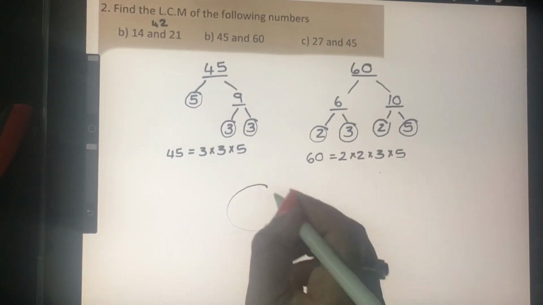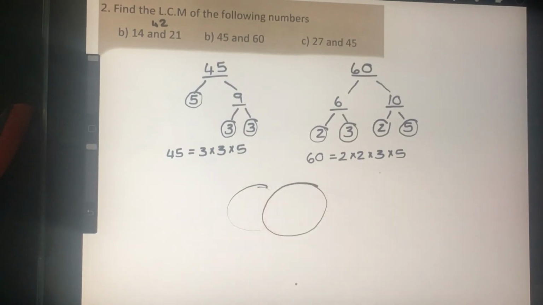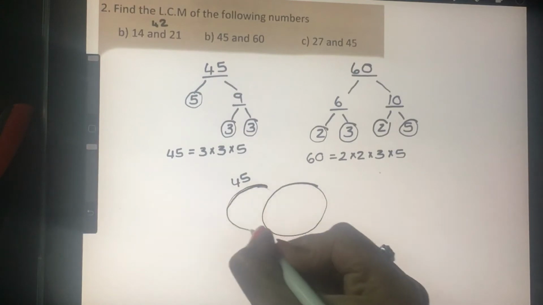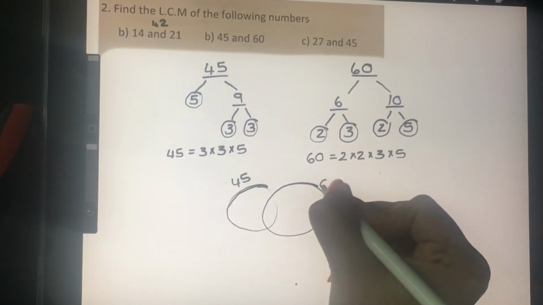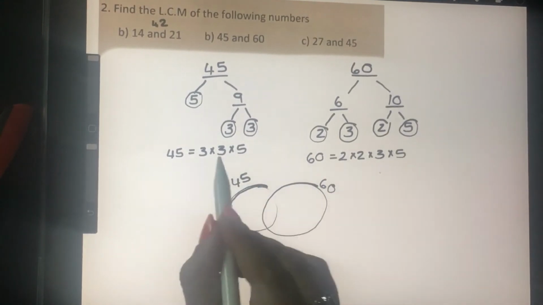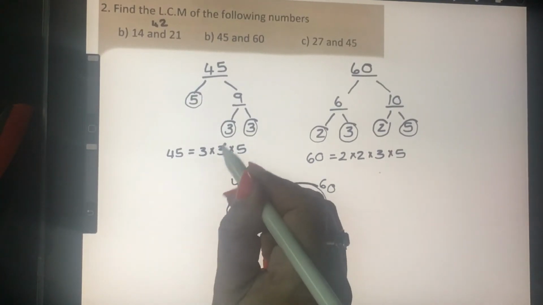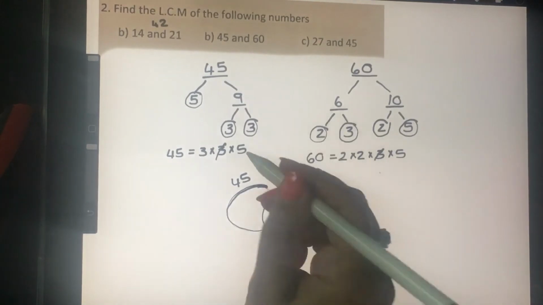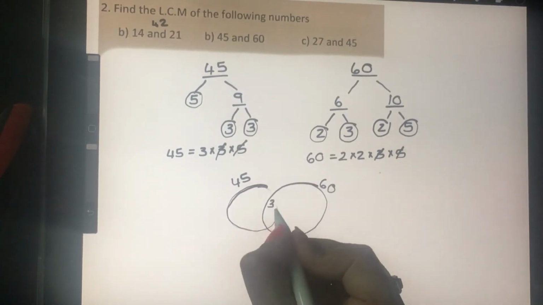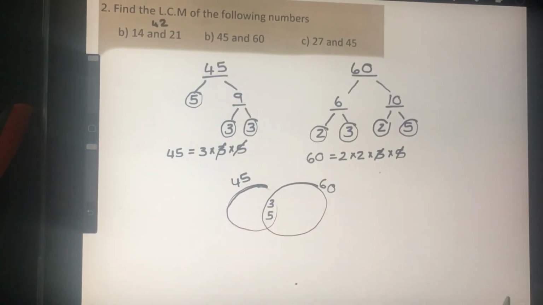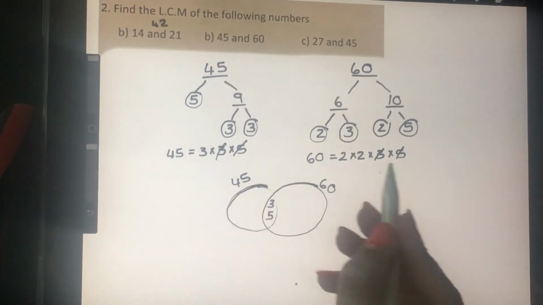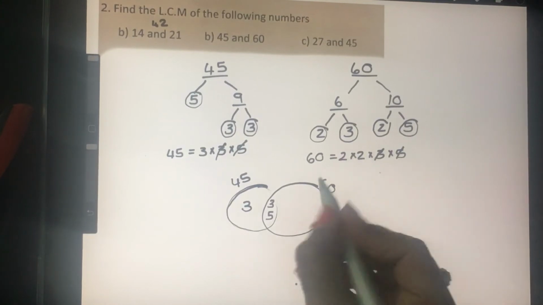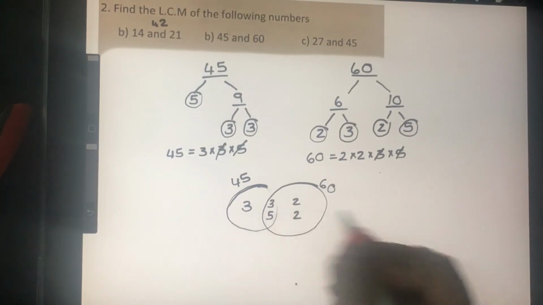I draw my Venn diagram where this is 45. Let me just make that circle a little bit clearer. And this one is 60. I'm going to have a look at what is shared. There's a 3 on this side and a 3 on this side, so there's going to be a 3 in the middle. There's a 5 on this side and a 5 on this side, so there's going to be a 5 in the middle. What is left on 45 is a 3. And what is left of the 60 are two 2's, so 2 and 2.